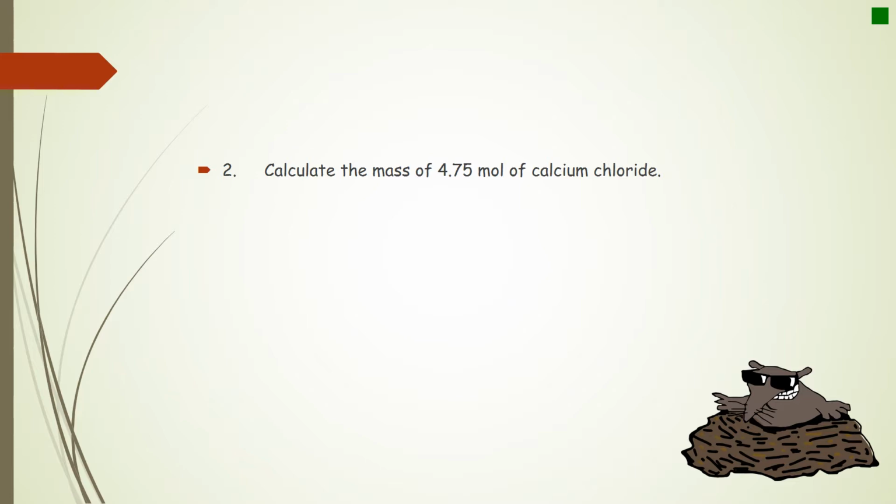Now let's try a second example. This time we've been asked to calculate the mass of 4.75 moles of calcium chloride. Now we've been given the number of moles and we've got the formula, calcium chloride. Now remember, you must get the formula correct. If you don't get it correct, it won't be right. So once again, tell your marker what you're doing. You are finding the number of moles of calcium chloride is equal to a mass over a formula mass.